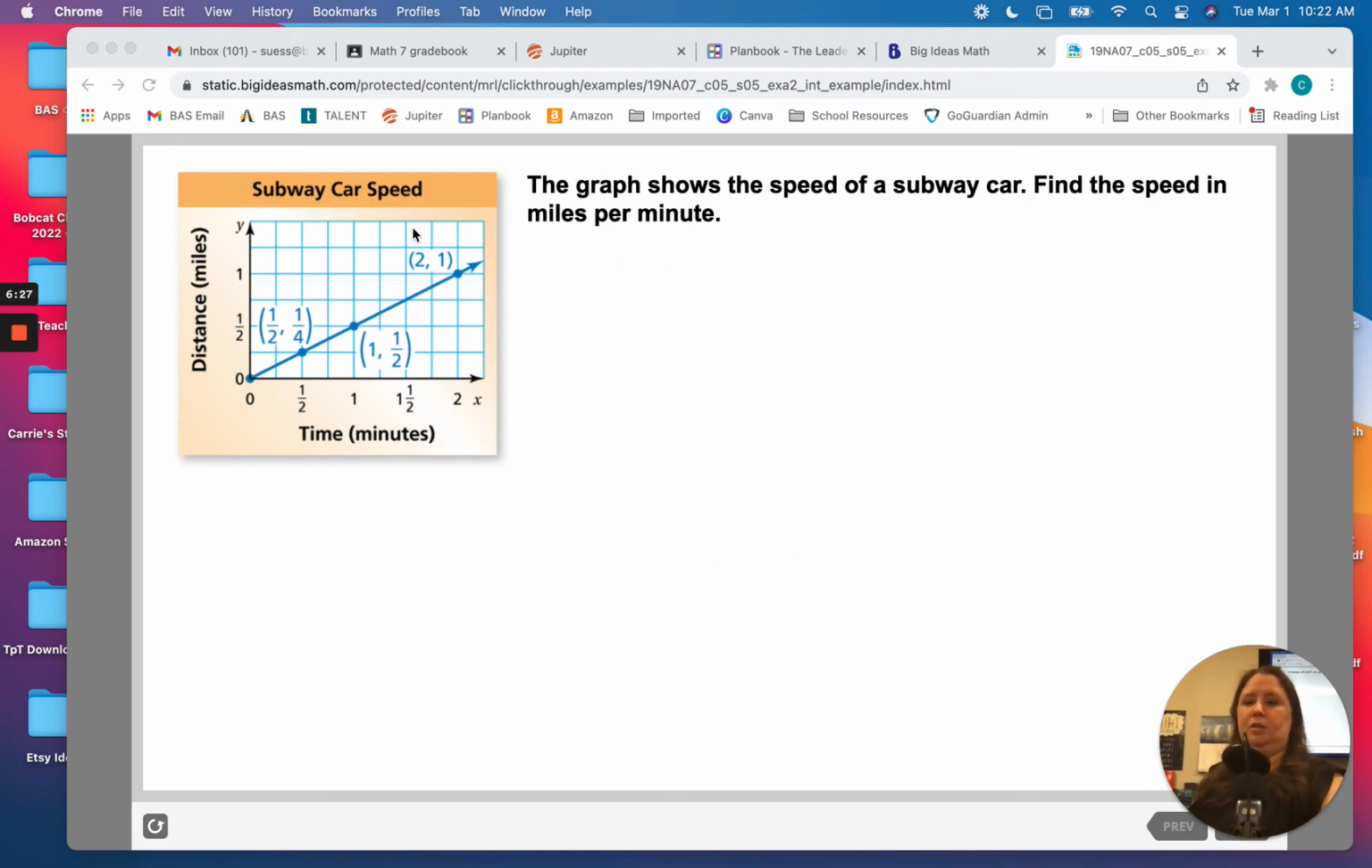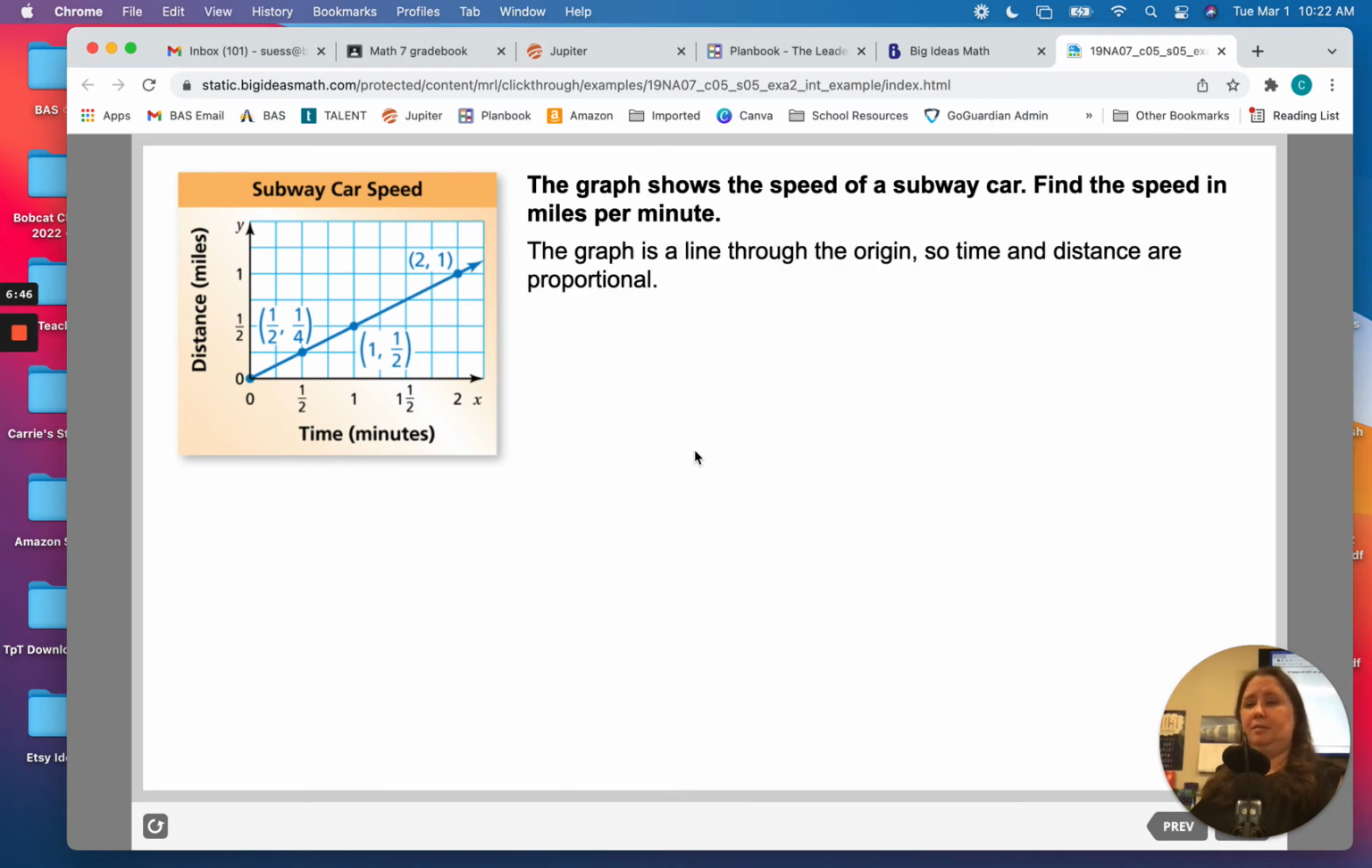So if I go to the number 1, that would be 1 minute, yes? How fast is it going? Half a mile per minute. I did it. Okay, so you figured out how to read a chart. Excellent. Half a mile per minute.